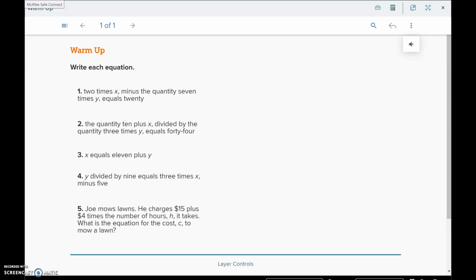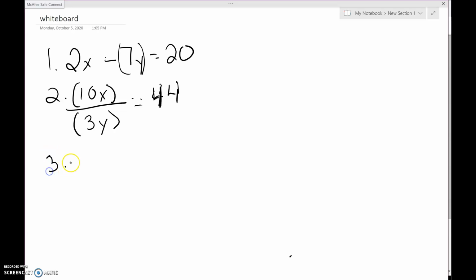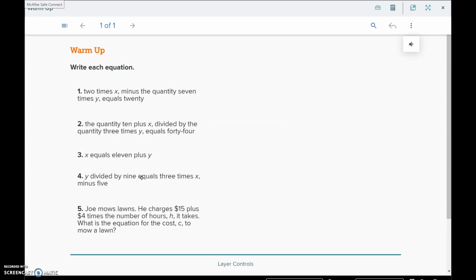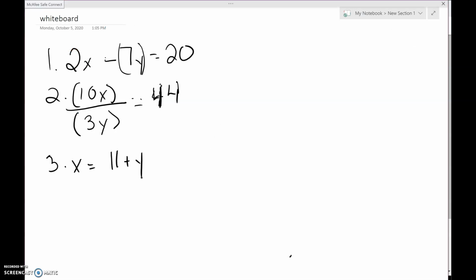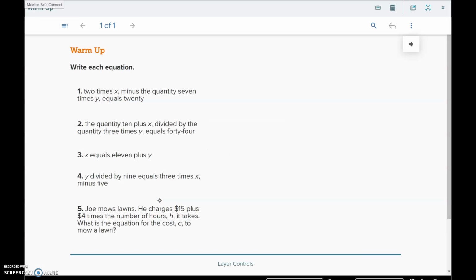So number 3, x equals 11 plus y. That one was pretty straightforward and easy to write. Number 4, y divided by 9 equals 3 times x minus 5. So y divided by 9 equals 3x minus 5.